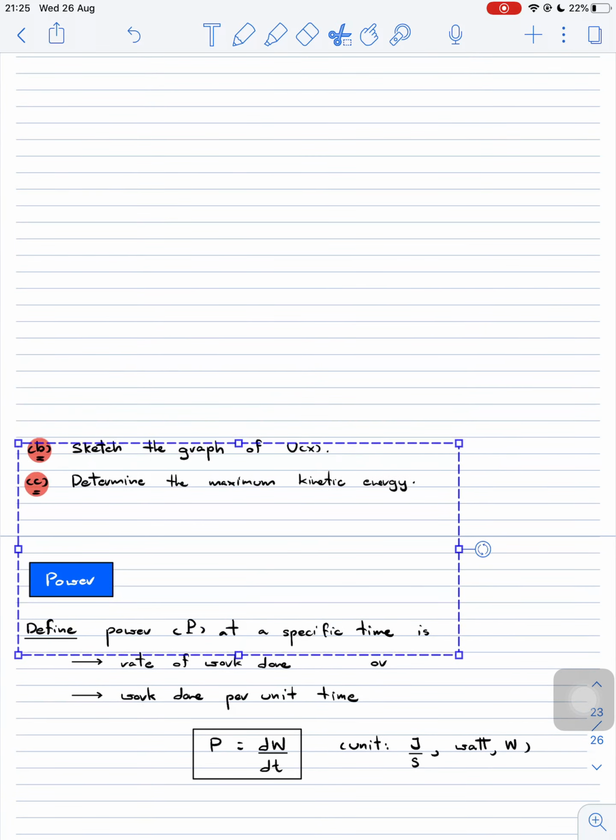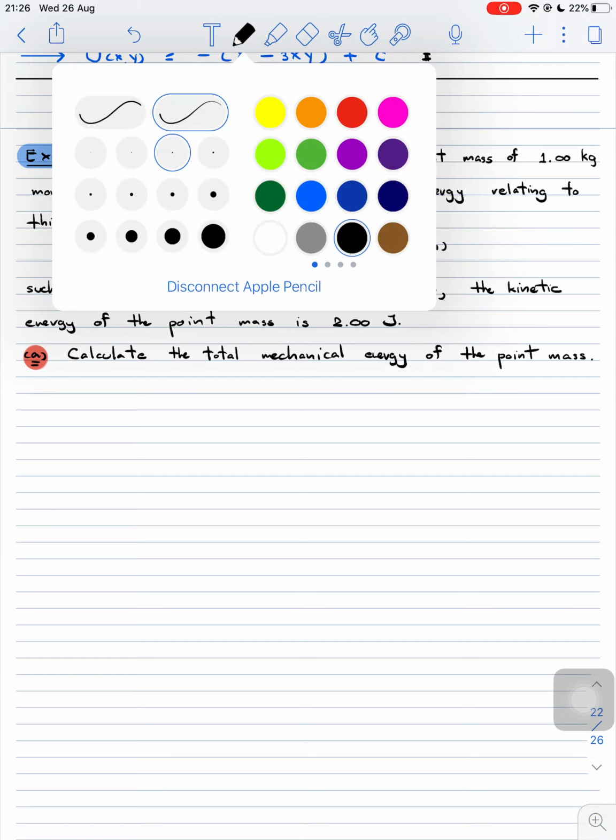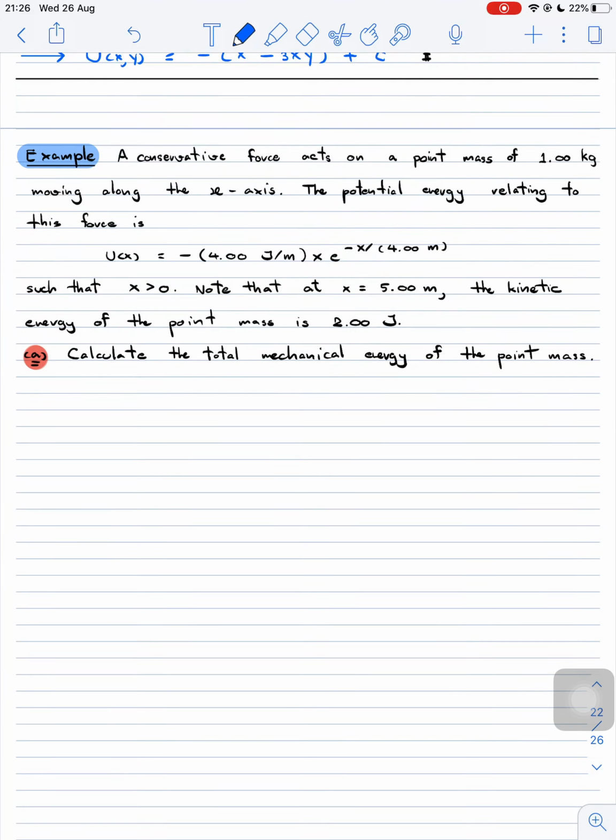Okay, so let me move it here. We have only the conservative force exerting on the object, and on the same height level. It means that the total energy of the point mass must be conserved. Then we can use the conservation of energy to solve for this. So we can get the total mechanical energy of the point mass, let's say E.